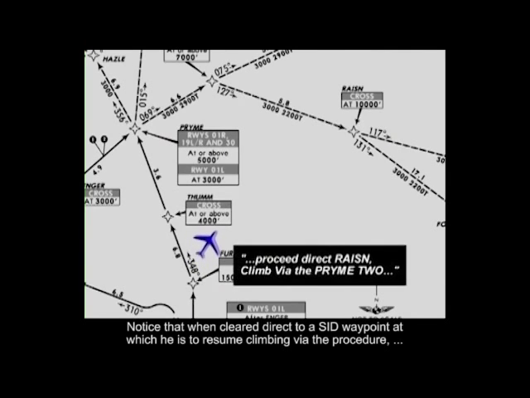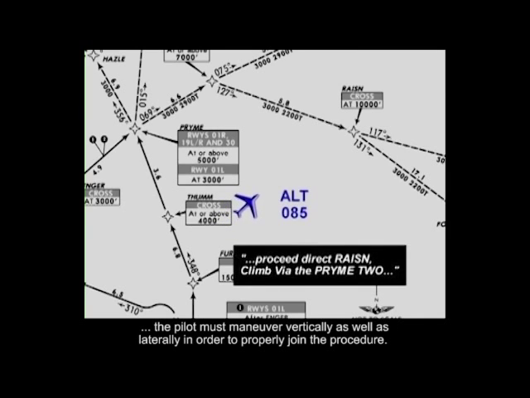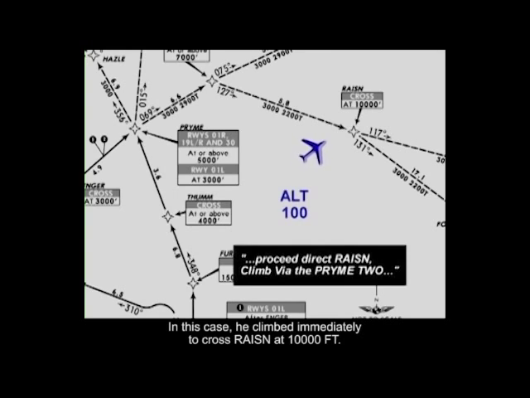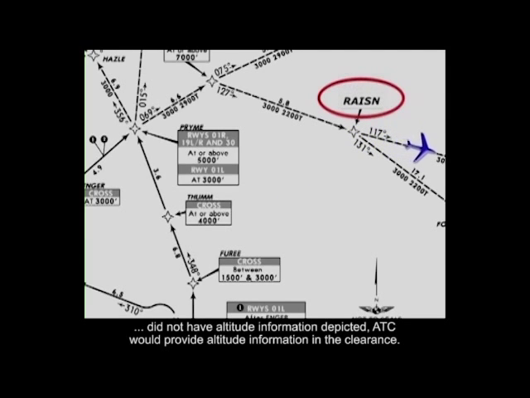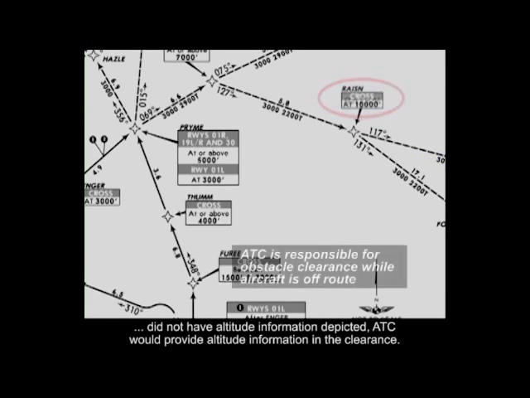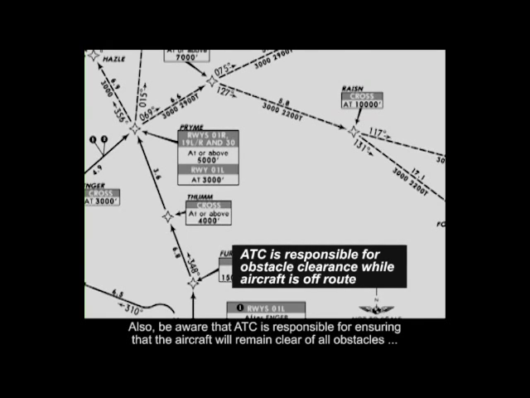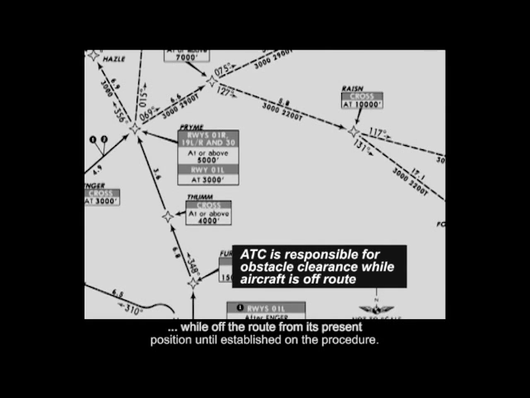Notice that when cleared direct to a SID waypoint, at which he is to resume climbing via the procedure, the pilot must maneuver vertically as well as laterally in order to properly join the procedure. In this case, he climbed immediately to cross Raisin at 10,000 feet. Note that unlike in this example, if the waypoint you were provided clearance direct to did not have altitude information depicted, ATC would provide altitude information in the clearance. Also, be aware that ATC is responsible for ensuring that the aircraft will remain clear of all obstacles while off the route from its present position until established on the procedure.